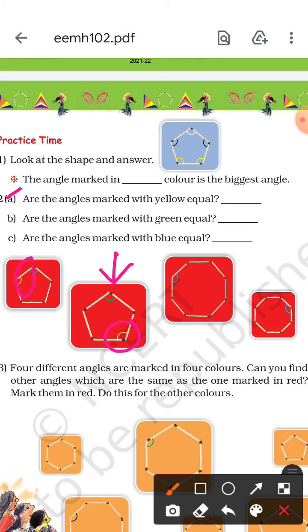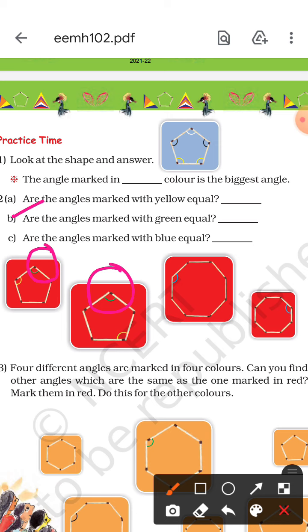So by looking at this, we can say that the angles marked with yellow color are equal. Okay, next, are the angles marked with green color equal? So if you see this in this figure, yes, here in this figure and in this figure, both of the figures we are having the same angle with green color. Okay, so the angles marked with green color are equal, we can say.